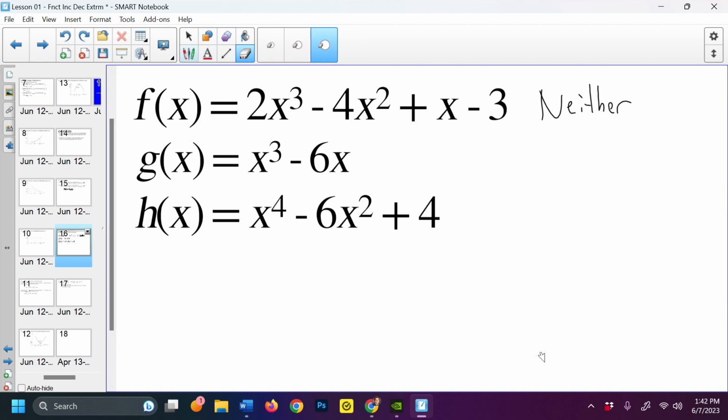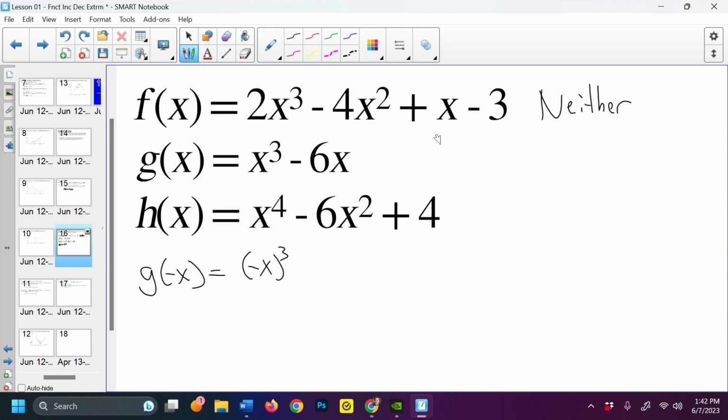The first thing that I want to do is plug in g of negative x. All right, g of negative x. I'll have negative x raised to the third minus 6 times negative x. Now when I reduce that, negative x raised to the third is negative x to the third, and then negative 6 times x is positive 6x. All right, now, because this thing does not match the original, it is not even.